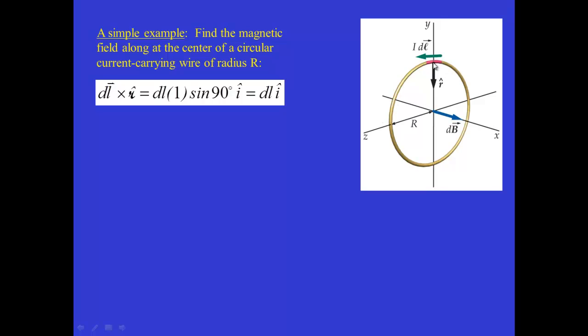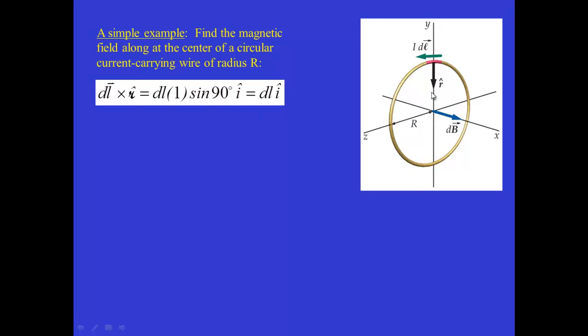The script r hat vector always points from the current toward the point where we're trying to find the field. And one of the nice things about simple shapes like circles is that the dl vector and the r hat vector, wherever you are on the ring, will always be 90 degrees apart. So the magnitude of dl cross r hat is just dl, times 1, because r hat is a unit vector, times the sine of 90, which is also 1.